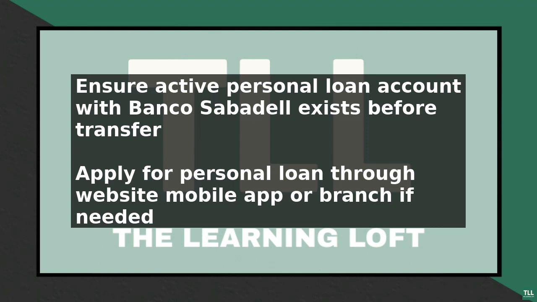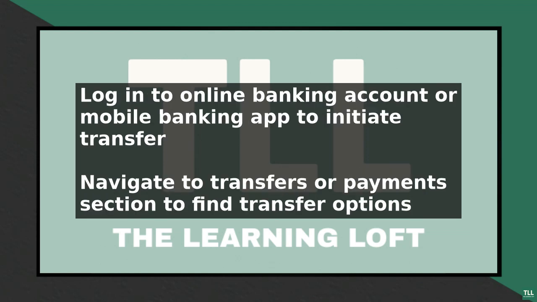If you don't have one, you will need to apply for a personal loan through their website, mobile app, or by visiting a branch. Once your loan is approved, you can proceed to transfer money. To initiate a transfer, log in to your online banking account or mobile banking app. Navigate to the Transfers or Payments section, where you will find options to transfer funds to other accounts.